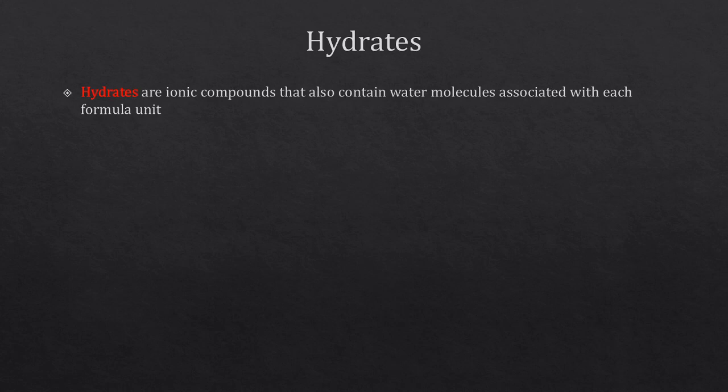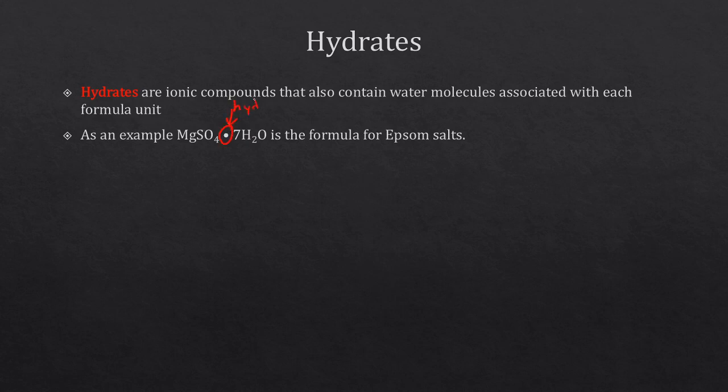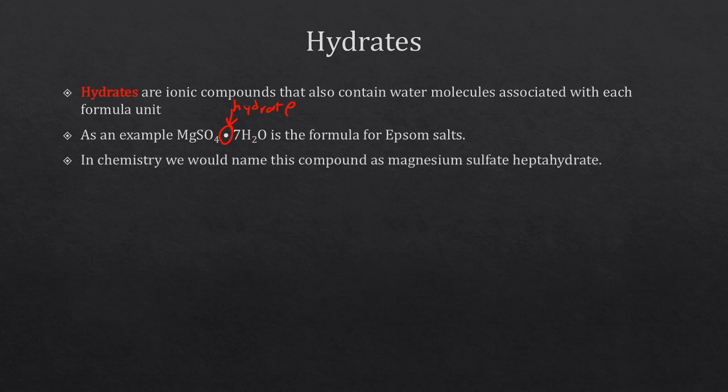we call these hydrates. So a hydrate is going to be an ionic compound that also contains water molecules associated with each formula unit. So for example, MgSO4 with this dot thing here, and this dot means hydrate, and if we connect it to 7 water molecules, we get the formula for Epsom salts. So in chemistry, the way we would name what I just wrote is magnesium sulfate heptahydrate.